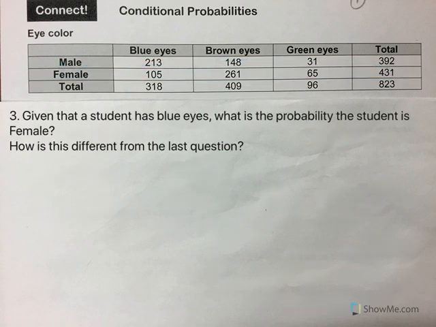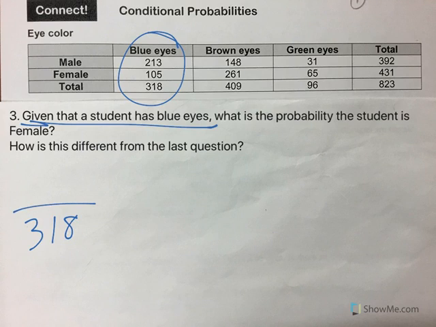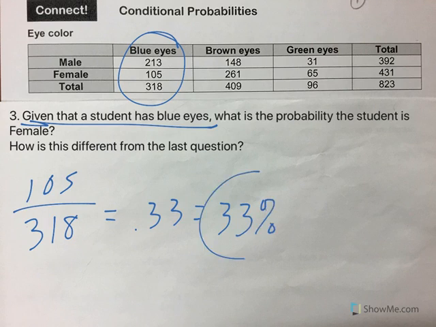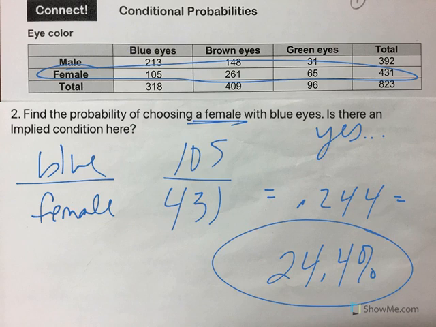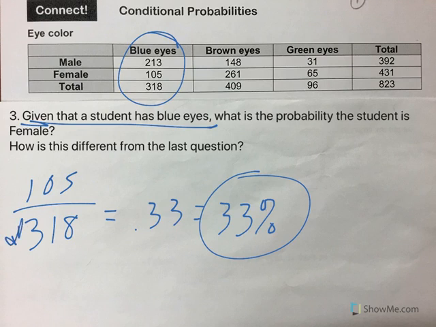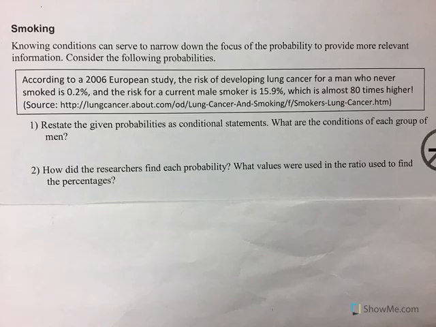Given that a student has blue eyes, so now given blue eyes, what is the probability the student is female? So now we have 318, 105 over 318, which is 0.33, which is 33%. So how is that different from the last one? Well, the last one was if female, blue eyes. So notice how the denominator is what changed. In this one, it was if blue eyes, female. So they're very, very different because it changes your denominator, which changes your entire piece here.